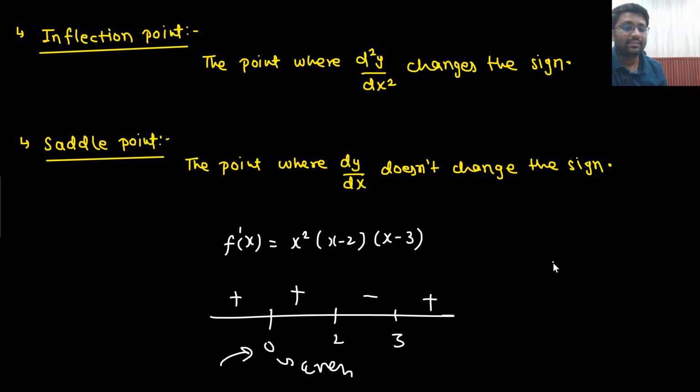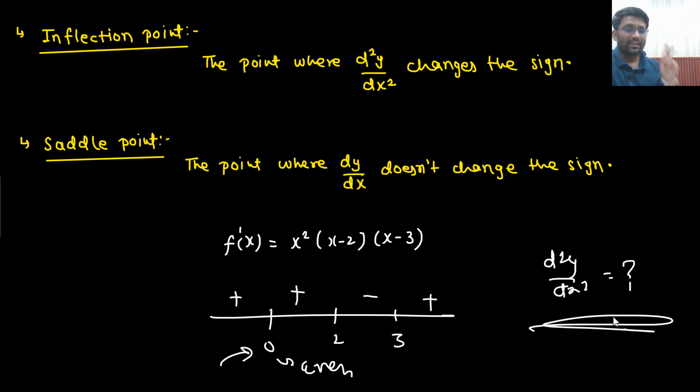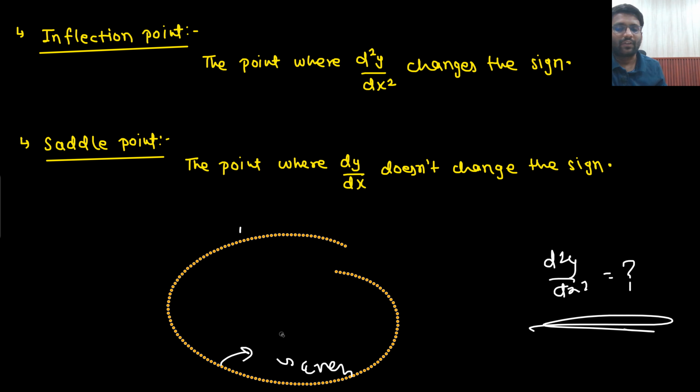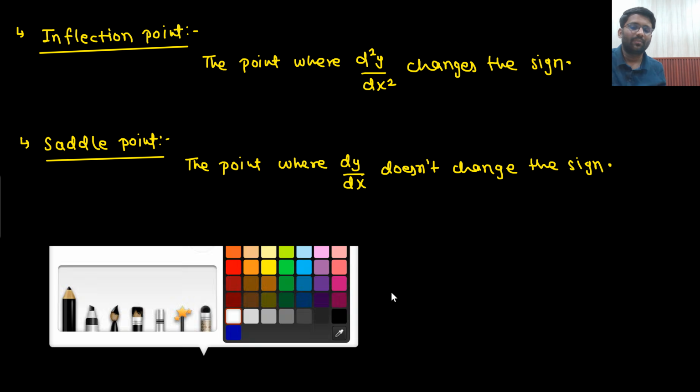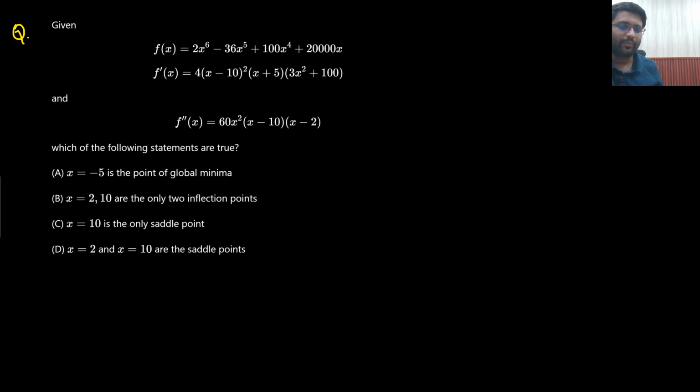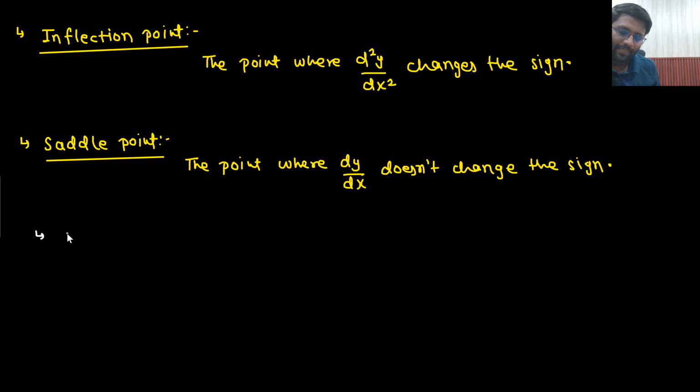That's it. It has nothing to do with d2y by dx2. So saddle point is defined from f dash x. Okay? And the inflection point is defined from d2y by dx2. And every saddle point will surely be an inflection point. As of now, you are not able to understand this point, but with this example, you will be able to understand. But one line I am writing down: every saddle point is a point of inflection.